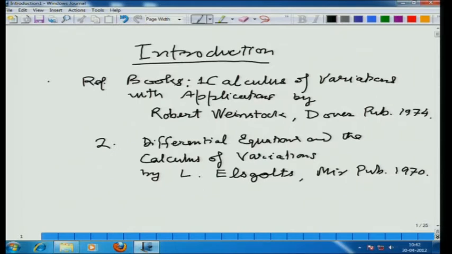The second book is a famous book by Elsgolz, Mir Publications, 1970. The title of the book is Differential Equations and the Calculus of Variations. So, these two books will be covering the material for 20 lectures, which are going to be delivered by me on the calculus of variations. So, let us recall what we did in the first lecture.